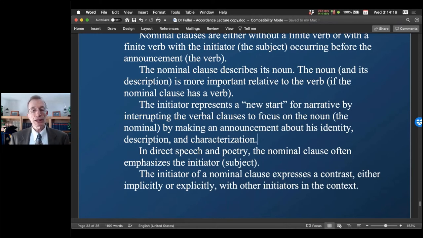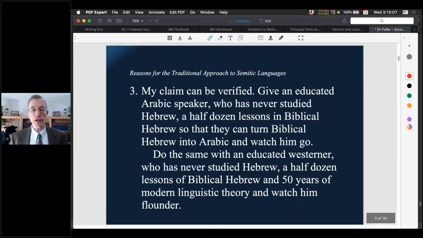Now, in direct speech and in poetry, the nominal clause often emphasizes the initiator. Okay, so that's a little different. Sometimes in poetry and direct speech, you're still getting description, but it's not quite the same as in narrative. And so frequently in direct speech and poetry, it can emphasize, okay? The initiator of a nominal clause expresses a contrast, and that contrast is either implicit or explicit, okay? But it's definitely there. And what it's doing is it's expressing a contrast with other initiators in the context, okay? So that is the definitions of a nominal and verbal clause. And so now let's look at some of these, okay?